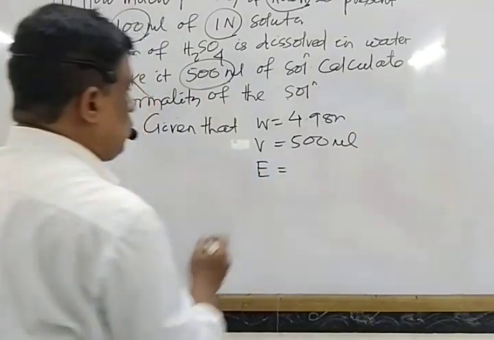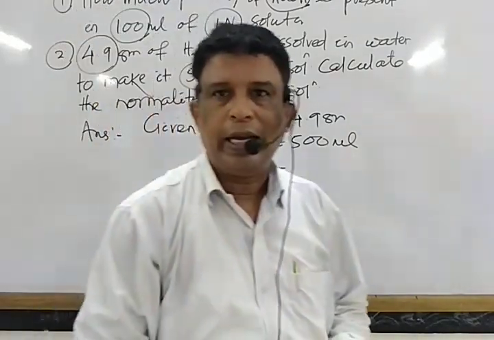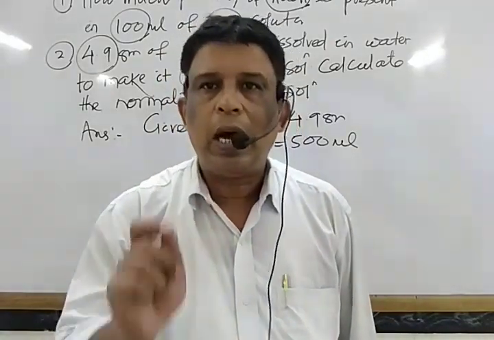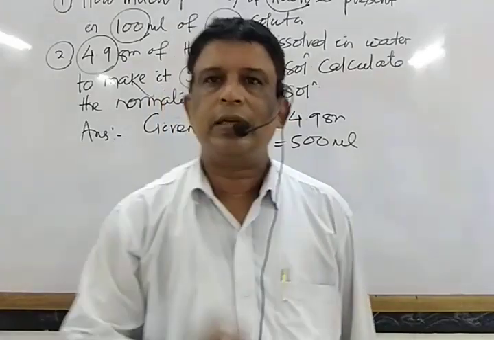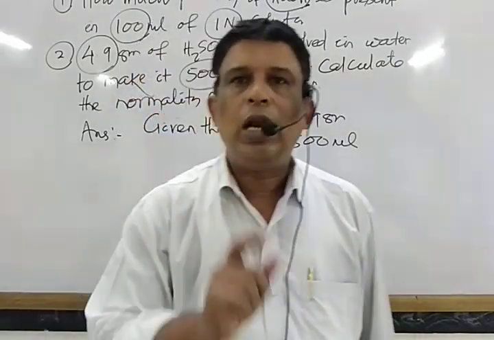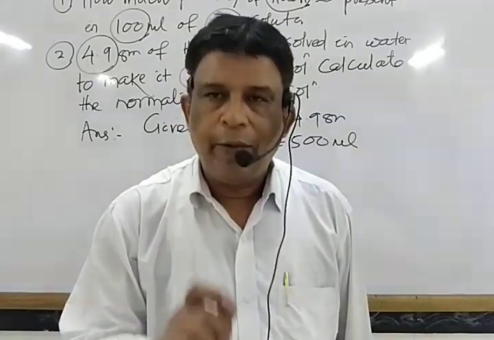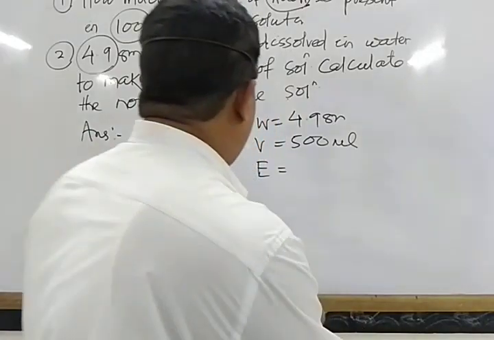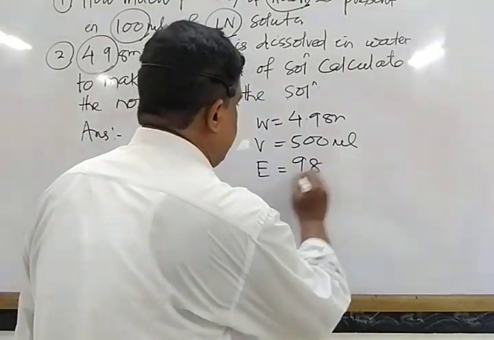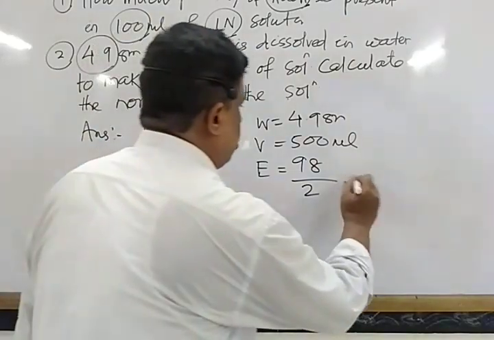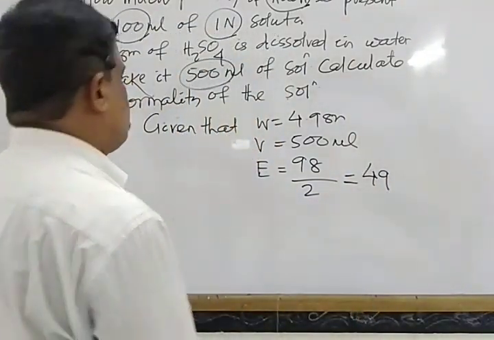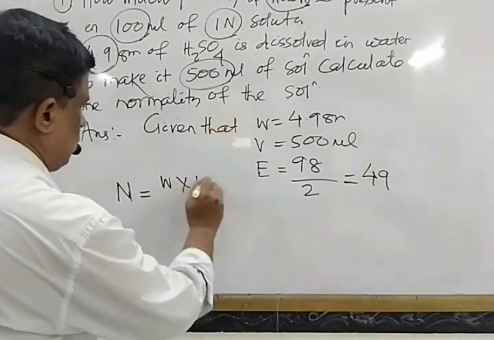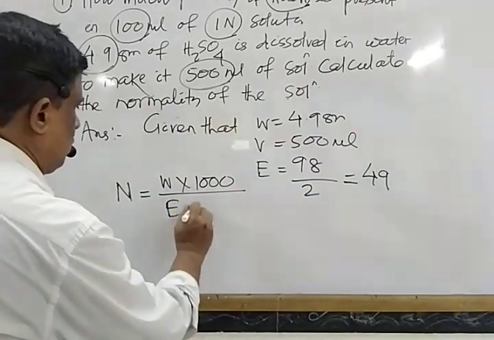We have to calculate the equivalent mass. As it is sulfuric acid, it is an acid. The equivalent mass of an acid is equal to molecular mass of the acid divided by basicity. What do you mean by basicity? The total number of H plus ions given by an acid is known as its basicity. So the molecular mass of sulfuric acid is 98, divided by 2 H plus ions, which is equivalent to 49. So we have to calculate the normality. We know normality is equal to W into 1000 by E into V.